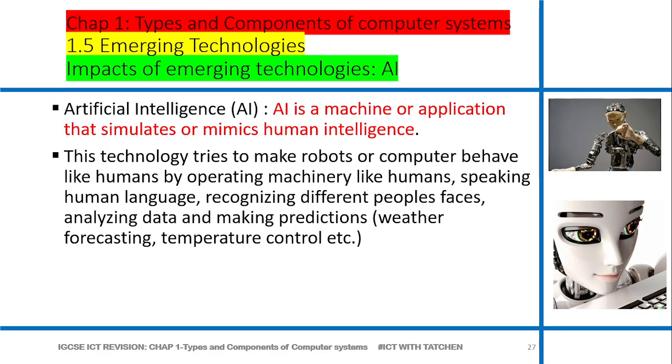Now, the last part of this chapter is emerging technologies and their impact on our daily life. The first emerging technology we'll be looking at is AI. So, what is AI? AI is basically artificial intelligence. So, AI is a machine or application that simulates or mimics human intelligence.